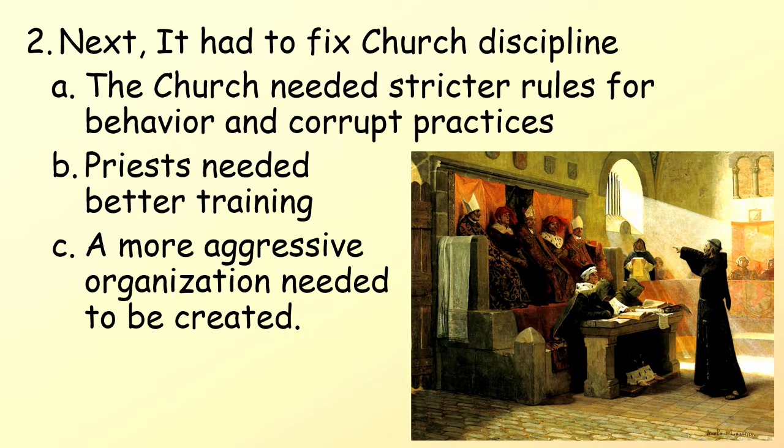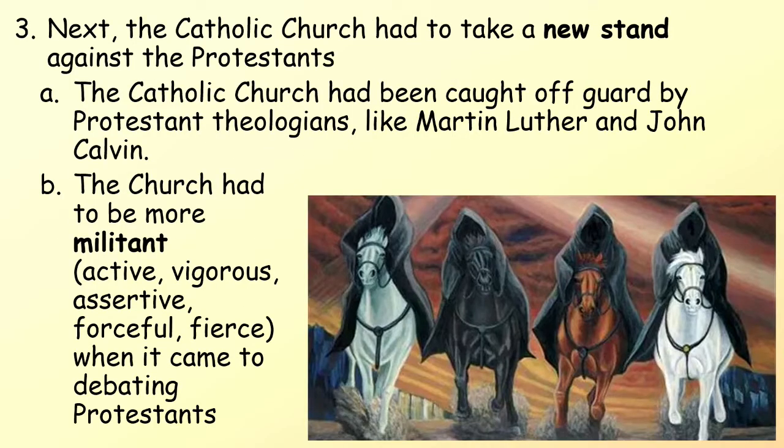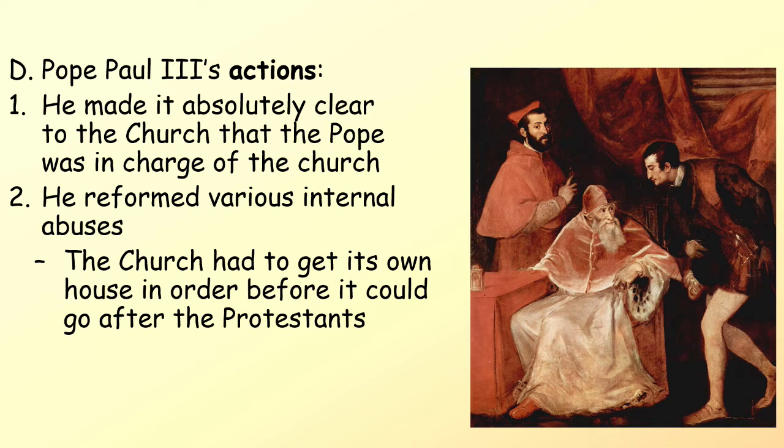Next, they had to fix church discipline. The church needed stricter rules for behavior and corrupt practices. Priests needed better training, and a more aggressive organization needed to be created. Next, the Catholic Church had to take a new stand against the Protestants. The Catholic Church had been caught off guard by Protestant theologians like Martin Luther and John Calvin, and the church had to be more militant. And when we say militant, what we mean is more active, more vigorous, more assertive, forceful, fierce, passionate when it came to debating Protestants.